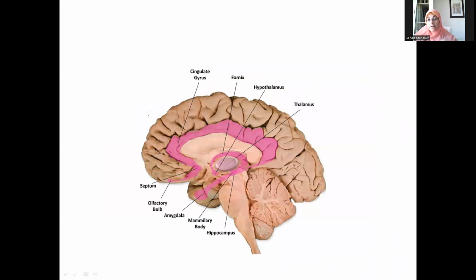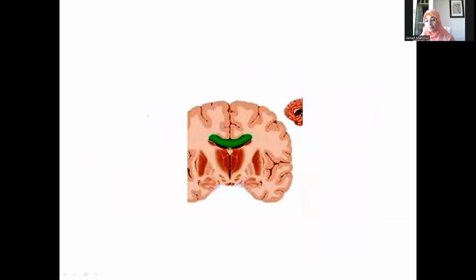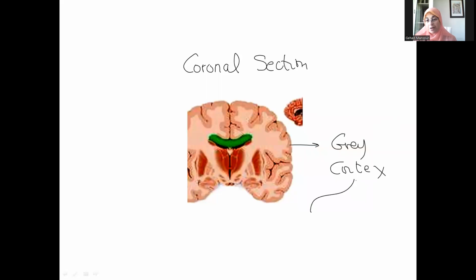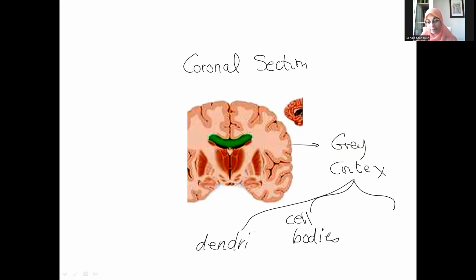Here this is how it looks, the limbic system. Okay. And here this is a picture, as you know, of a coronal section of the brain, as we said before. In the coronal section of the brain we see the gray cortex, which is mainly made of, generally any gray matter you find, whether in the brain or in the spinal cord, cell bodies, dendrites that are connected to the cell bodies, and the unmyelinated parts of the axons that are not covered by a myelin sheath.